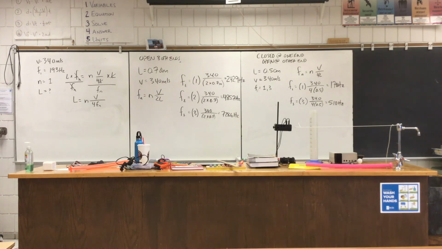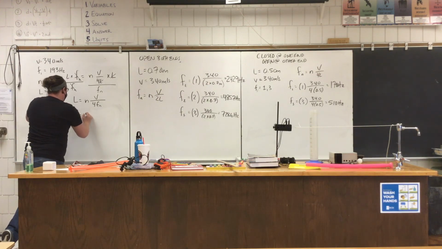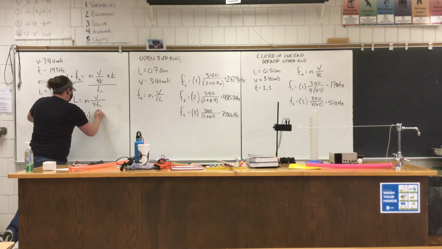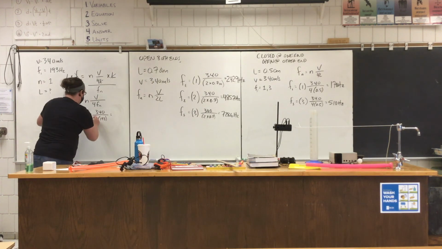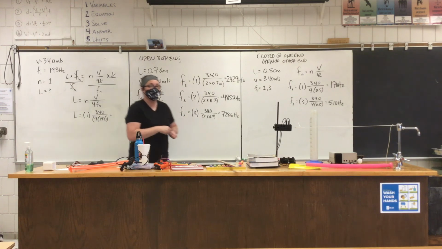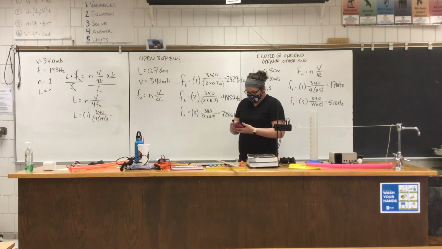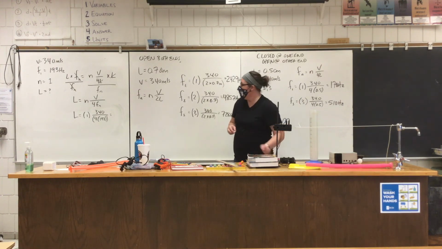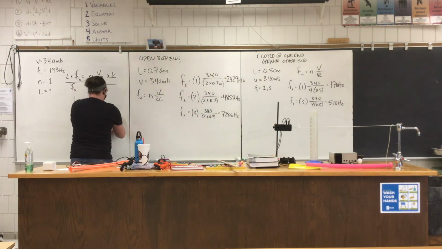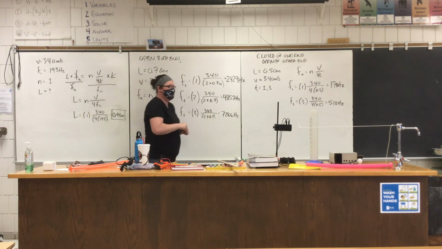So now we can put our information in here. The length is equal to N is 1, so 1 times 340 over 4, and our frequency was 193 hertz. Again, keep 4 times 193 on the bottom. So 340 divided by parentheses 4 times 193. We end up with 0.44 meters would be how long that tube should be.